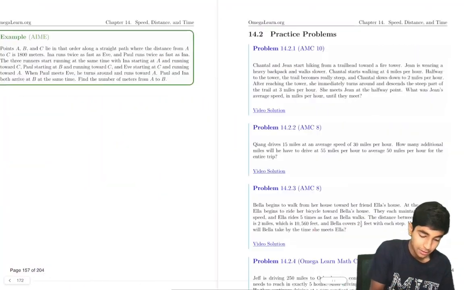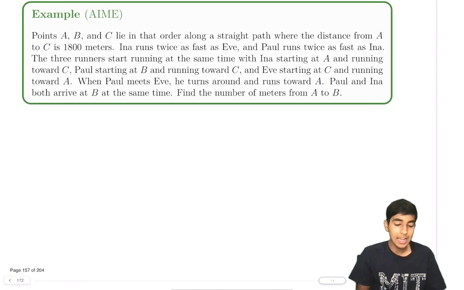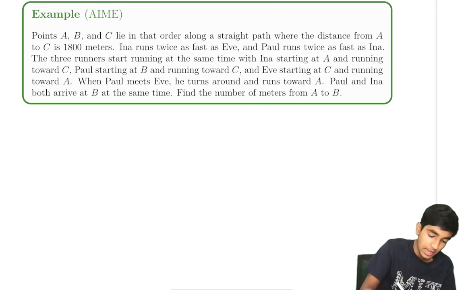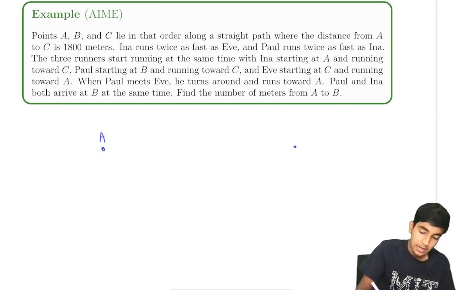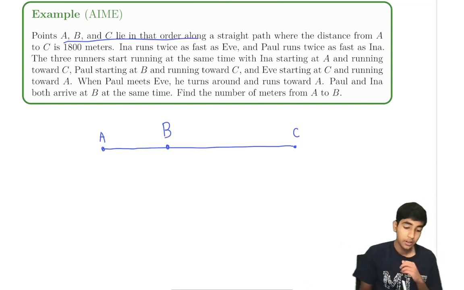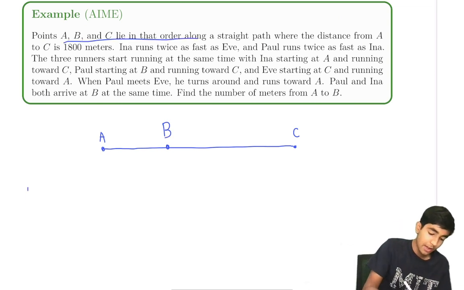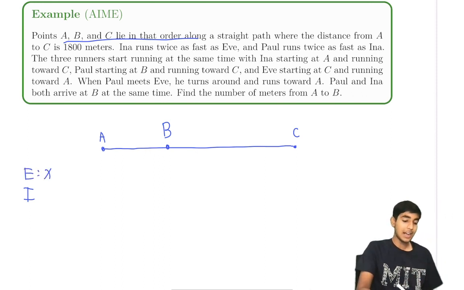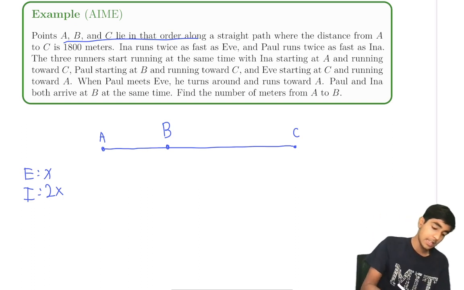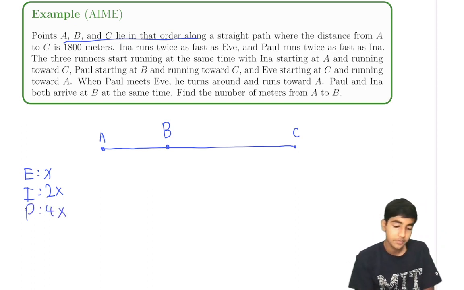Okay, next problem. Points A, B, and C lie in that order on a straight path, where the distance between A and C is 1800 meters. Okay, and it says that there's a point B in between here because A, B, and C lie in that order. Okay, so Ina runs 2 times as fast as Eve. So let's say Eve runs at a pace of x, then Ina will be the pace 2x. Paul runs twice as fast as Ina, so 4x.